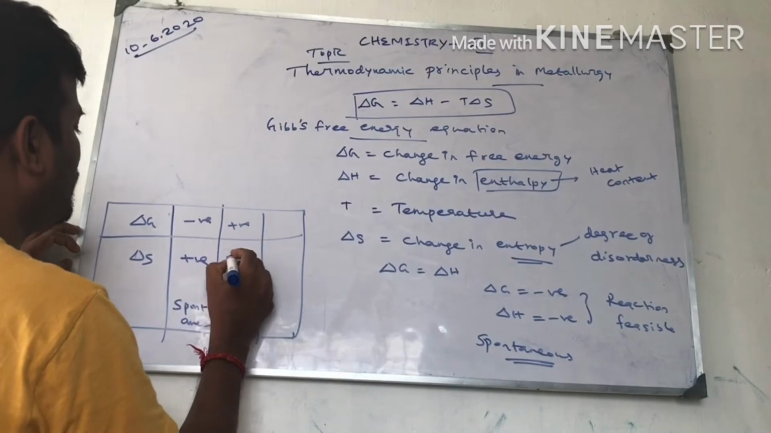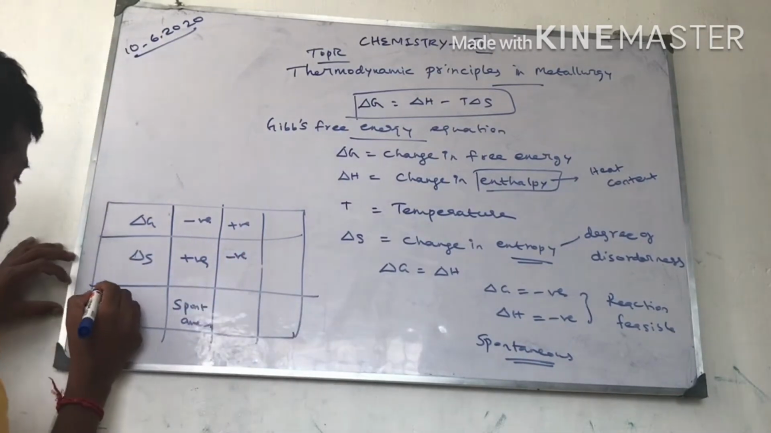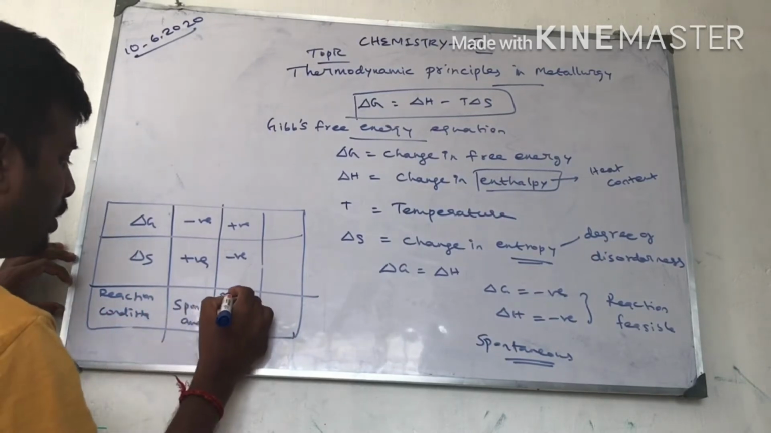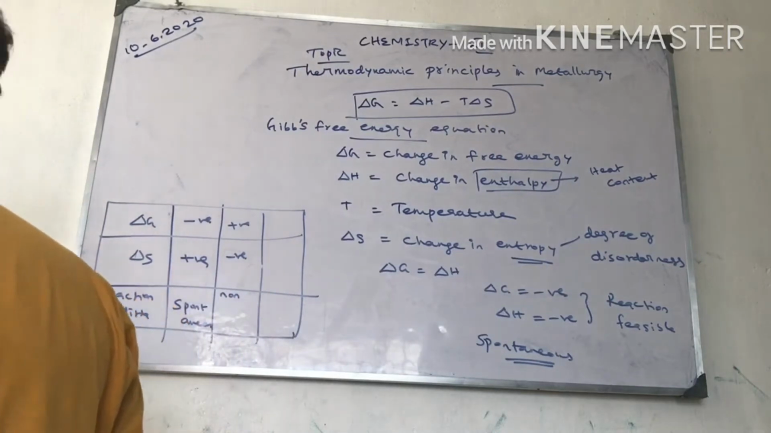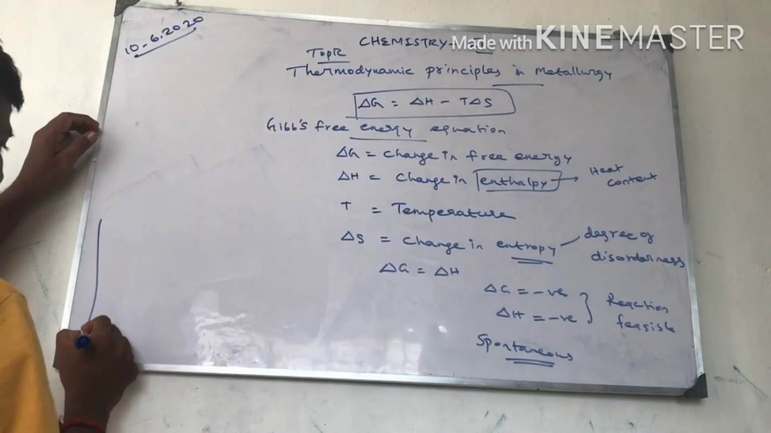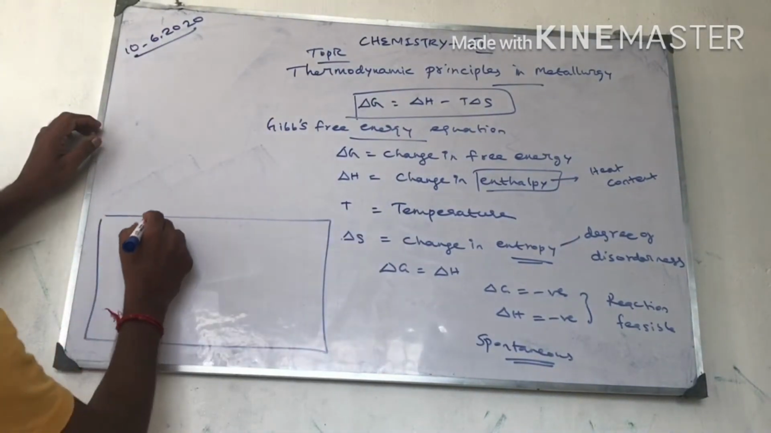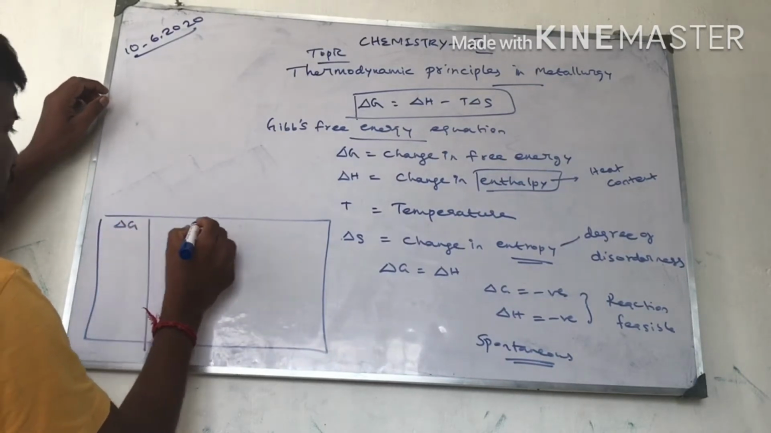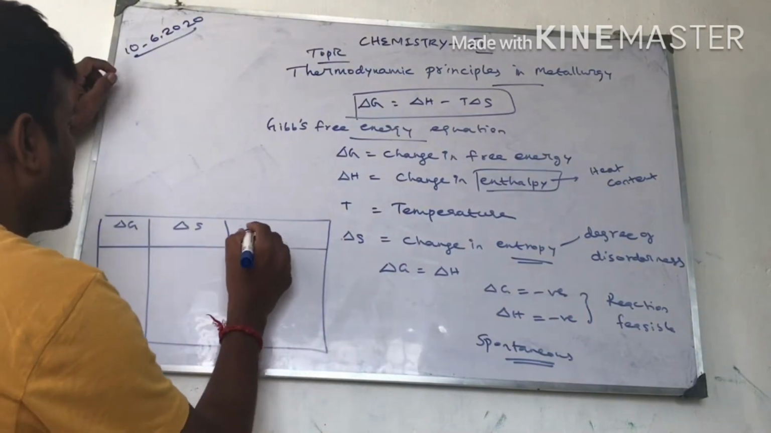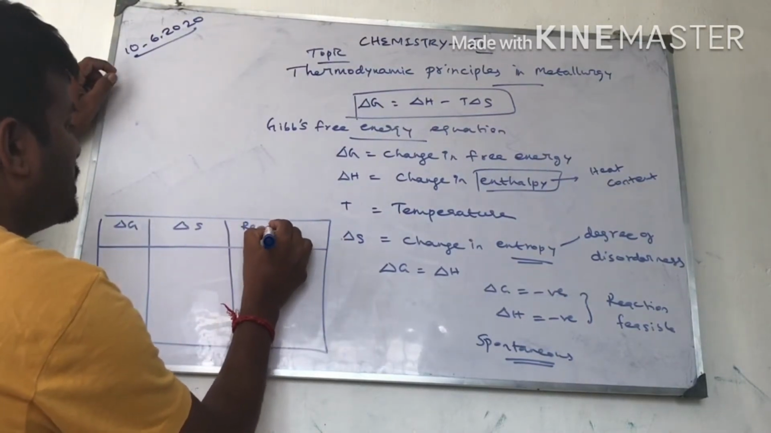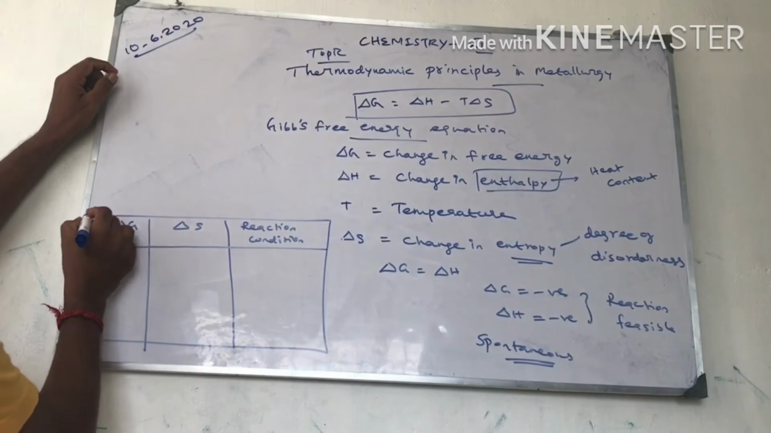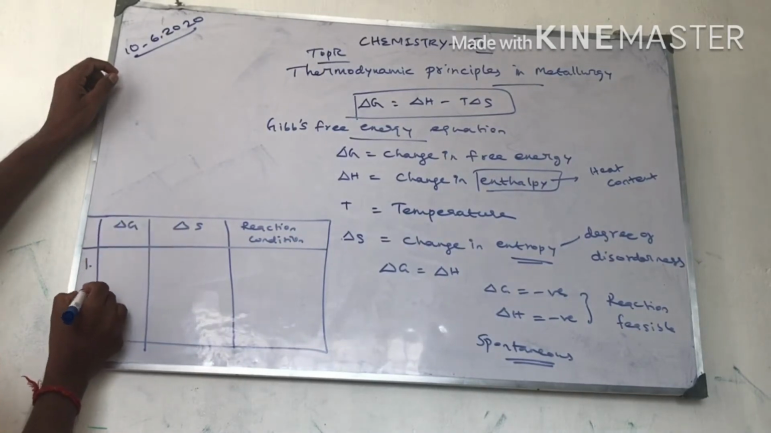Delta G is positive, delta S is negative: non-spontaneous reaction. Wait, I will draw the table a little bigger. We have learned this table in 11th standard. Columns: delta G, delta S, reaction condition, numbered 1, 2, 3.